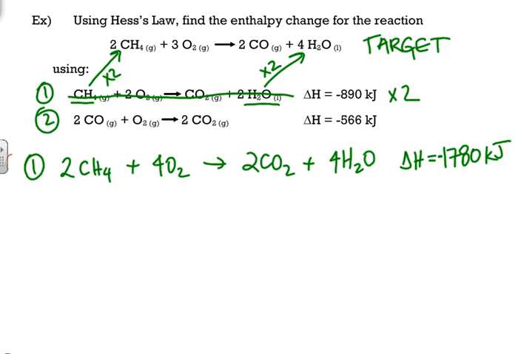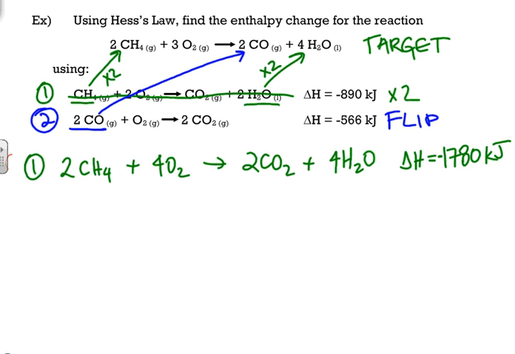All right, let's check out equation number 2. I'm actually going to do that in a different color just to keep it separate for you. So I'll do this one in blue. All right, so in equation number 2, if you look, I've got carbon monoxide on my reactant side. But in my target equation, I have carbon monoxide on the products. So I'm going to have to flip this equation to make things work out.